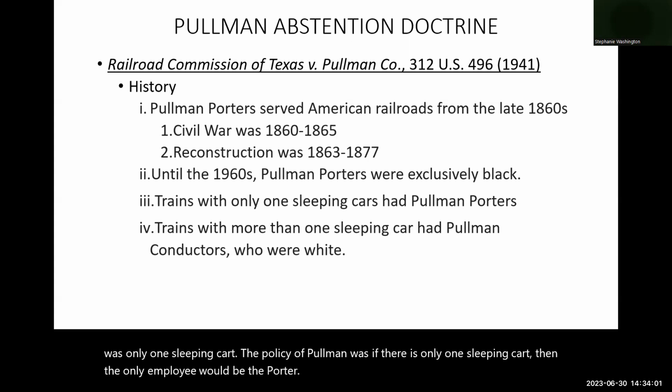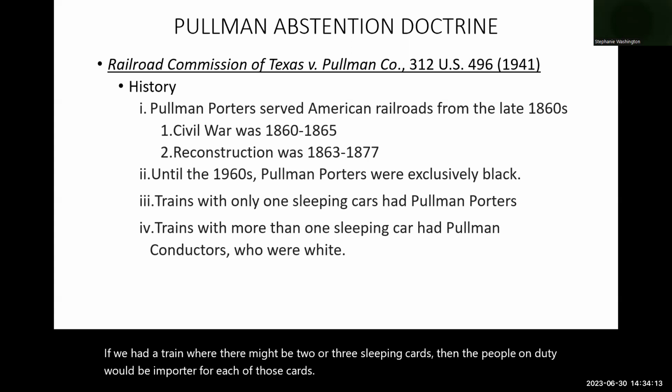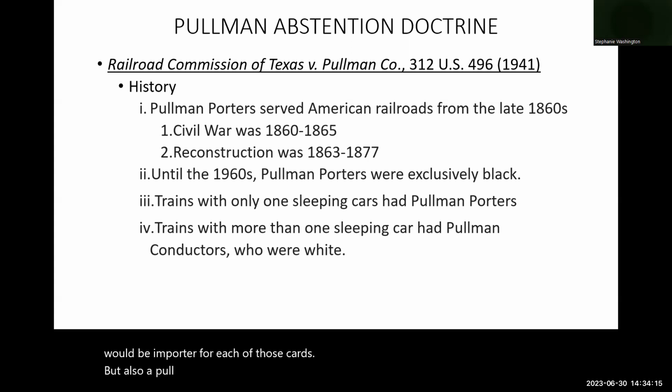If we had a train where there might be 2 or 3 sleeping carts, then the people on duty would be a porter for each of those carts, but also a Pullman conductor. Okay, Pullman conductors were exclusively white. Got it? All right.